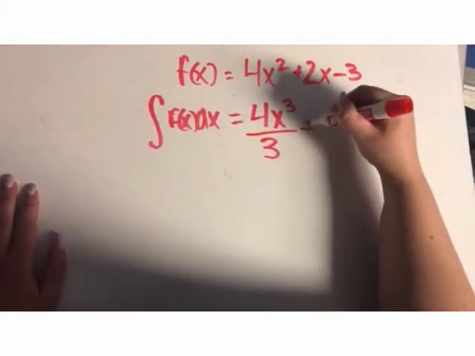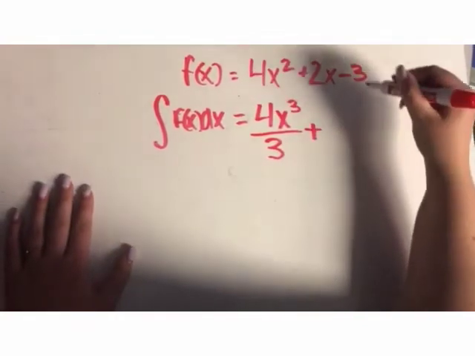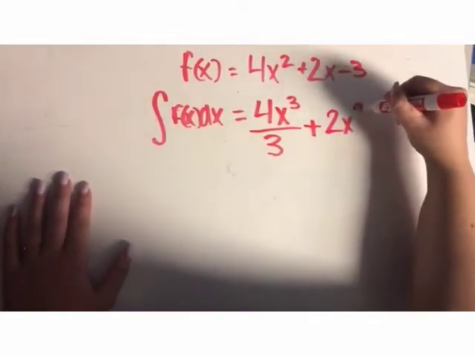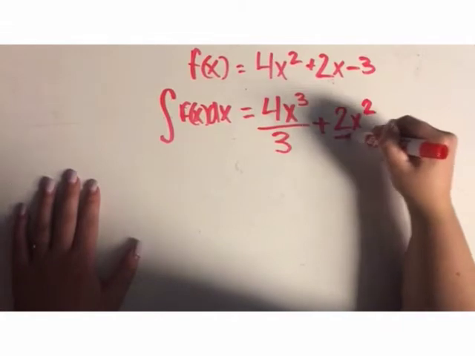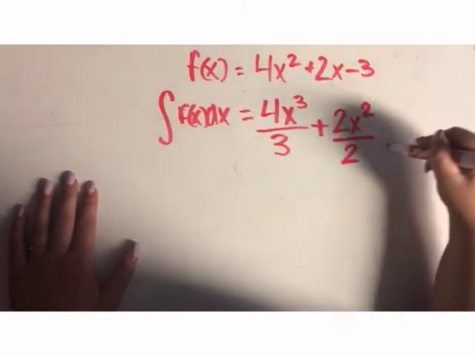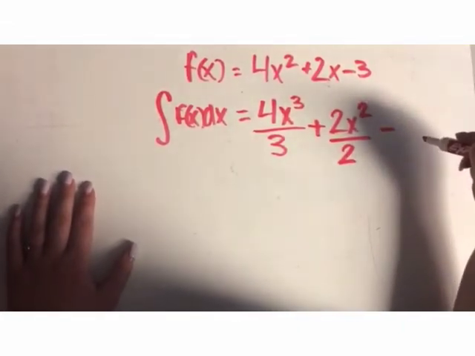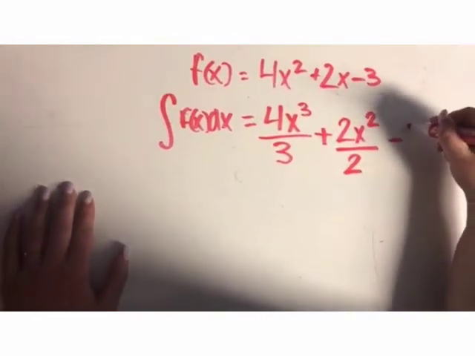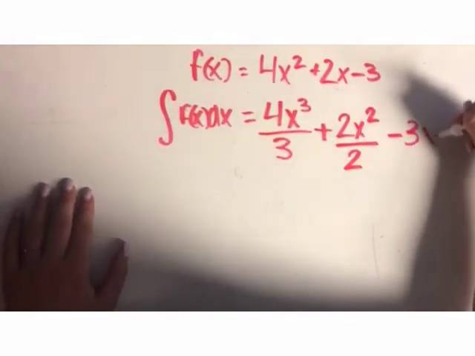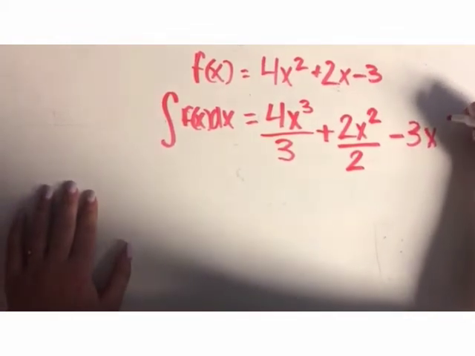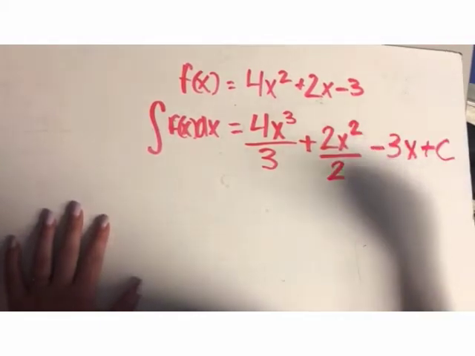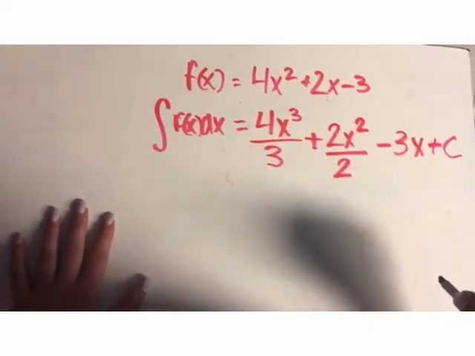For the second term, we're going to do the same. We'll add 1 to the exponent, 2x squared, and then divide by 2. For the third term, x is to the 0 power, so we will make x present by making it to the first power. And lastly, we will add c to show that the constant is unknown.